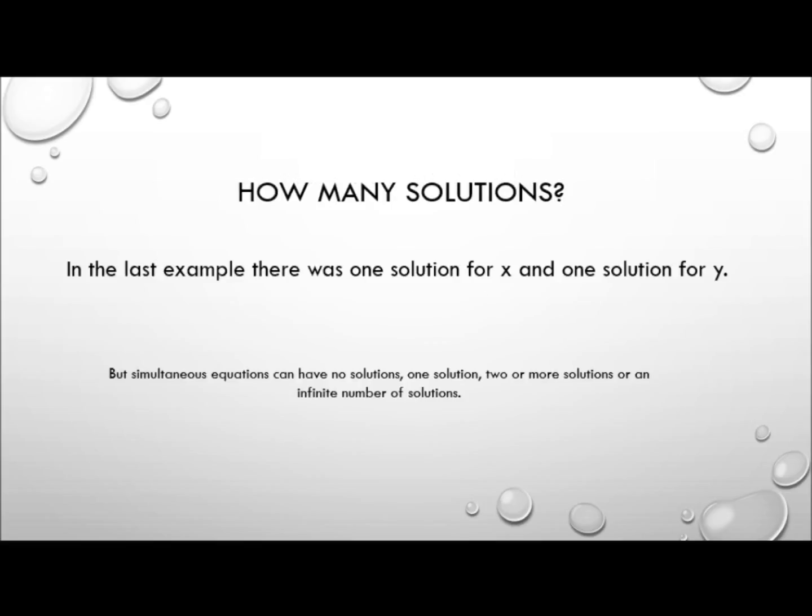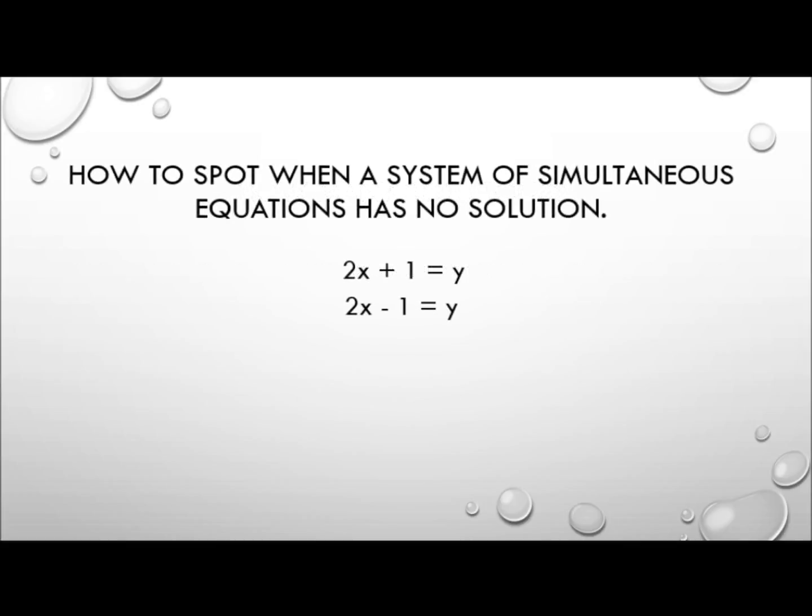In the last example, we had two simultaneous equations and we solved them simultaneously and we found one solution set. However, simultaneous equations can have no solutions, one solution, two or more solutions, or can have an infinite number of solutions. Okay, so how can we tell when a system of simultaneous equations has no solution?